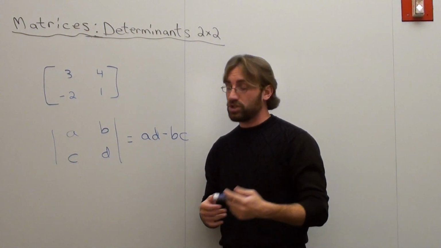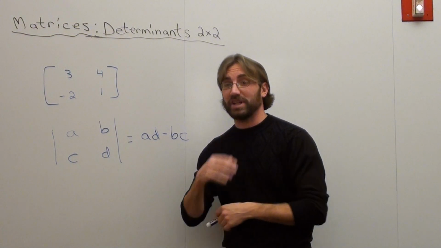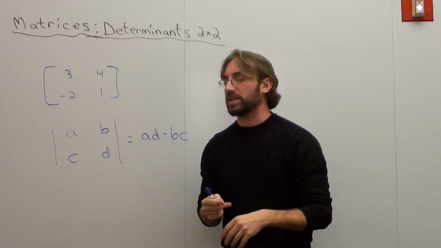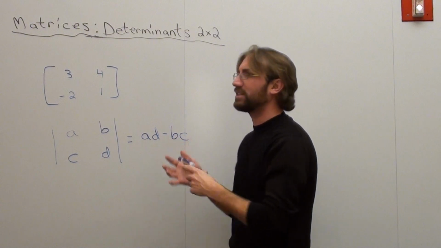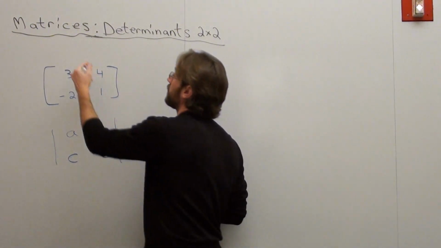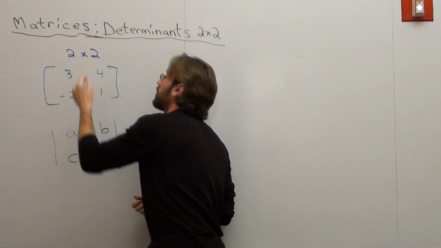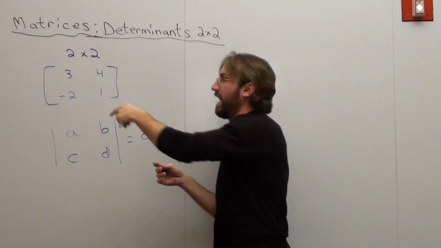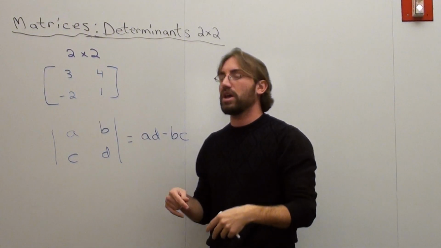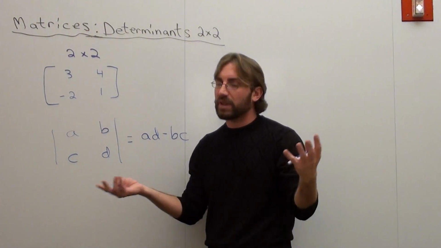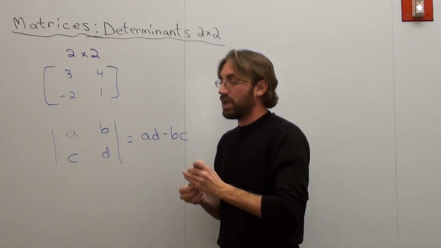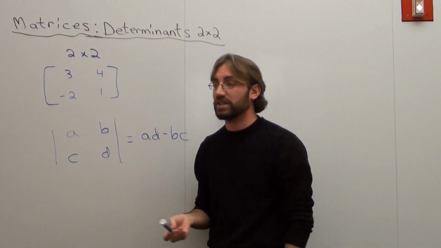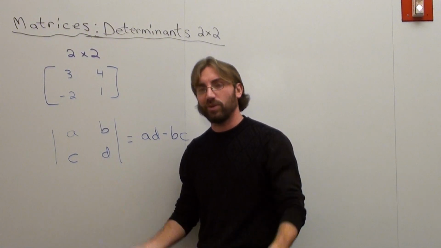Before I continue with this, I should say that in order to figure out a determinant, it has to be done on a square matrix. A square matrix is one that's even in dimensions. Example, this one's a 2 by 2. You can't find the determinant of a 2 by 3 because the dimensions aren't the same. It has to be the same length as it does width. So 2 by 2, 3 by 3, those are examples of square matrices. 2 by 5 is not a square matrix. 2 by 4 is not a square matrix.